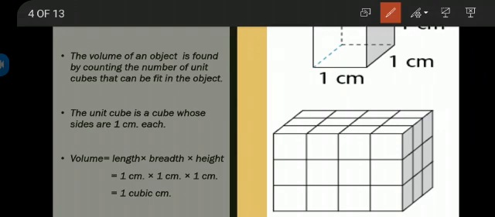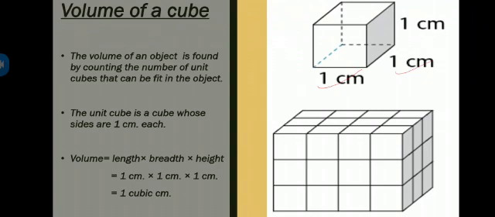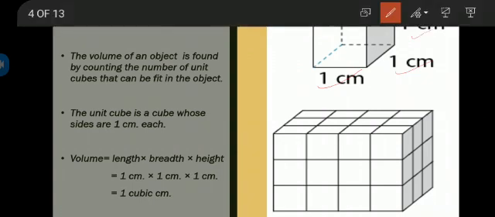You can see here, if length is 1 centimeter, breadth is 1 centimeter and height is 1 centimeter, then what will be the volume? The volume is length into breadth into height. 1 centimeter into 1 centimeter into 1 centimeter, that is your 1 cubic centimeter. So here the unit of volume is cubic centimeter. Okay students?